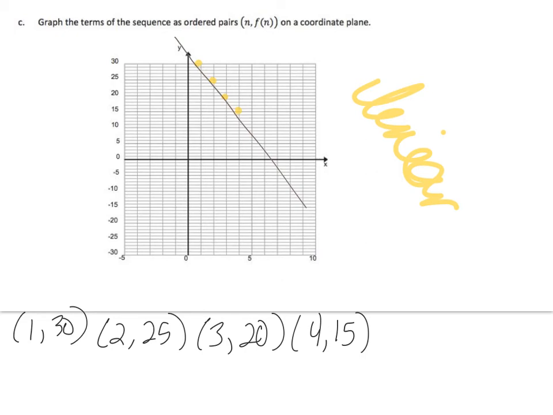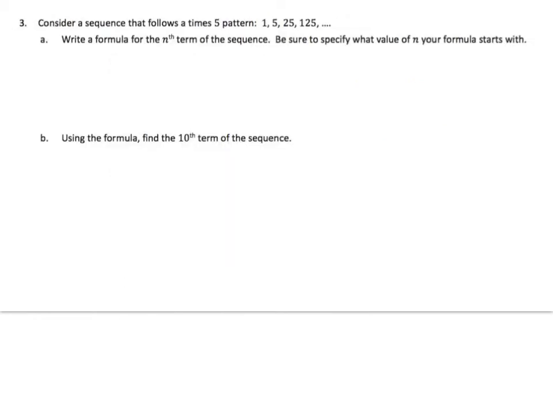Okay, we can't actually connect the dots, but we can show that the pattern is linear. Consider a sequence that follows a times 5 pattern. Now we're multiplying each time. It's really interesting when we start with a times 5 pattern. We're going to have a 5 raised to a power.